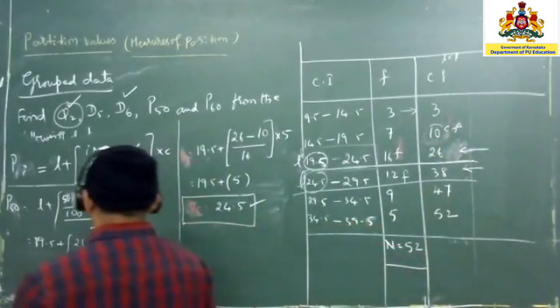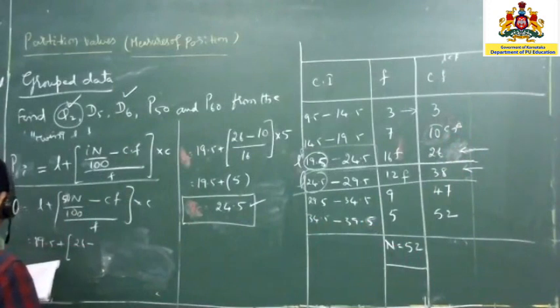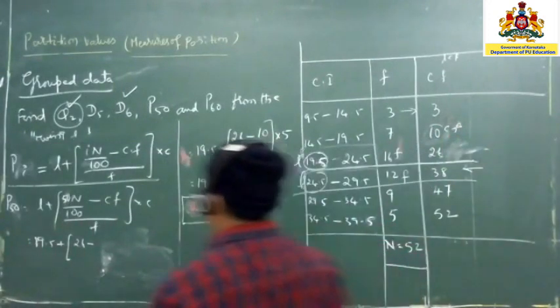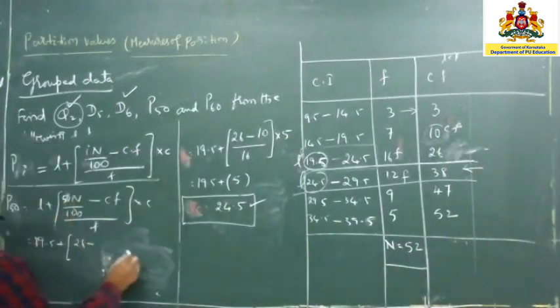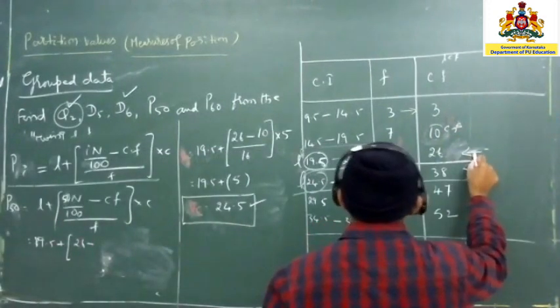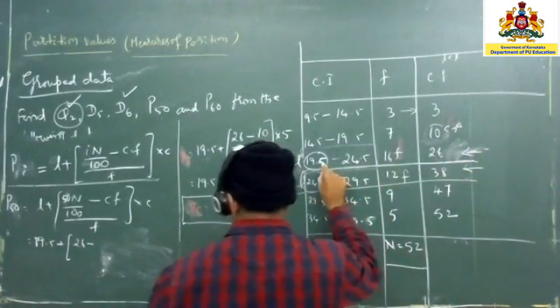P50th value, how much are you going to get? 31.25. Sorry, this is not this one. So how much will you get? 50 by n, n is going to be 52, so 52 divided by... the 26th value you are going to get here, right? The 26th value, 19.5.